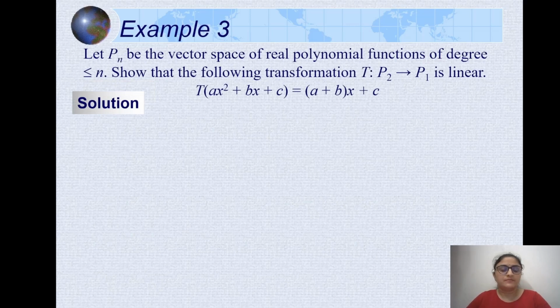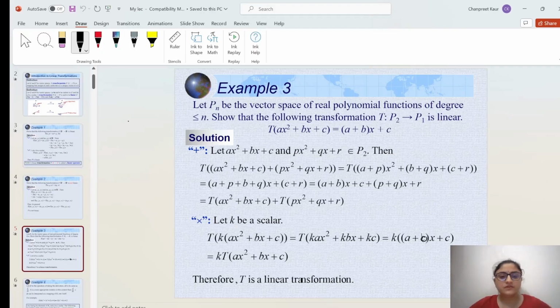Now for the third example, I have a case of real polynomials up to degree n. Let Pn denote the vector space of real polynomials of degree less than or equal to n. We have a transformation T from P2 to P1 as T applied to ax square plus bx plus c equals a plus bx plus c. P2 is the real polynomials up to degree 2, and P1 denotes the real polynomials up to degree 1.